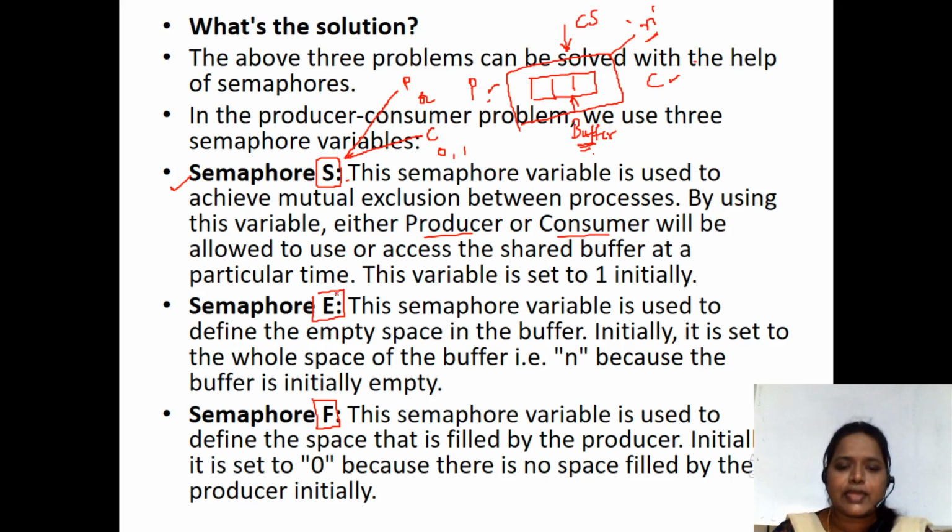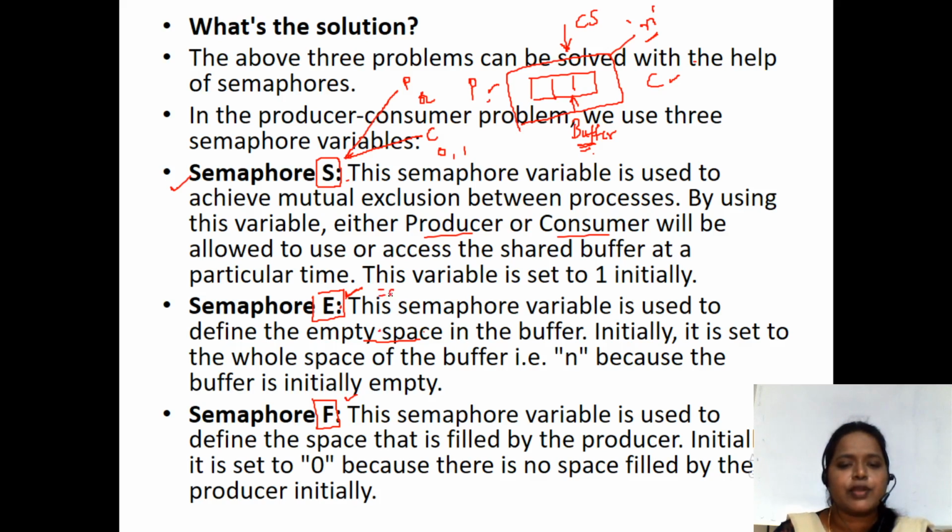And semaphore E means empty. What is the purpose of this semaphore E? It is used to keep a count of empty slots, and the semaphore F is used to keep a count of full slots. The semaphore variable is used to define the empty spaces, so E is used for empty spaces in the buffer.